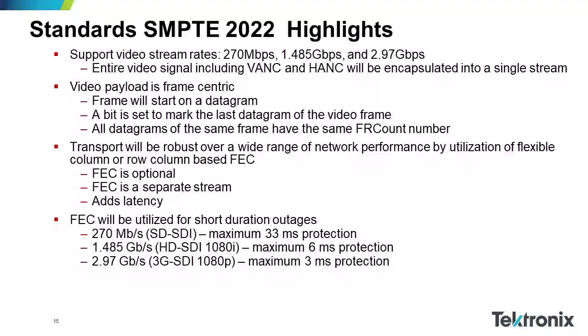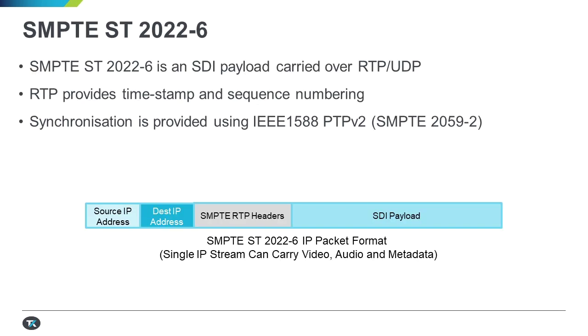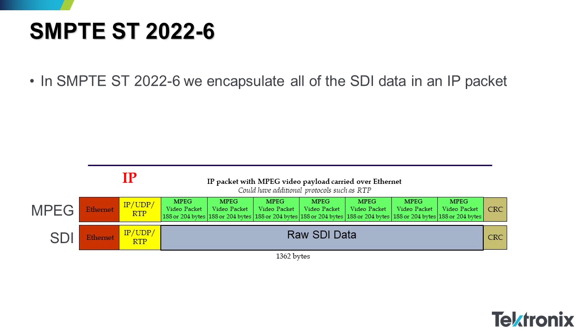So the FEC can give you on HD about 6 milliseconds of protection for data hits. Because it's the same FEC all the way through, the FEC changes with the data rate inversely, for the amount of data it can actually correct for. So we're going to have our source IP address, our destination IP address, the RTP header, and just dump the SDI data into the remaining packet. Unlike the compressed world where we put individual MPEG packets, typically 7 MPEG packets in an IP packet, this is just raw SDI data going through.